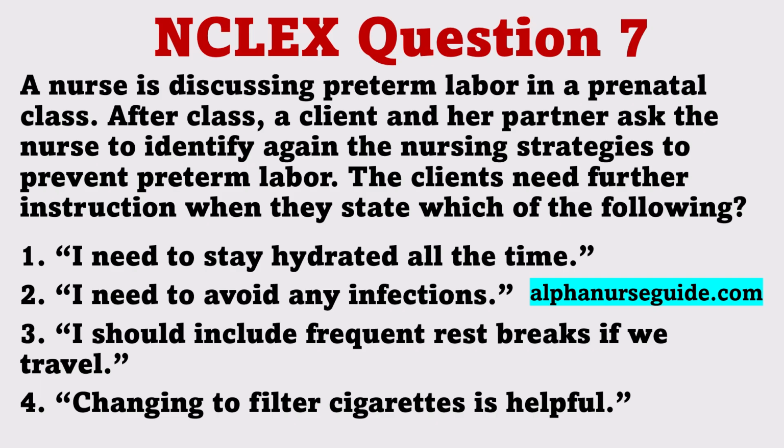Dehydration is a risk factor for preterm labor, as is prolonged standing and remaining in one position. Infection is thought to be a primary cause of preterm labor, and the client would need to avoid contracting any type of infection. While taking trips, frequent emptying of the bladder prevents infection and ambulates the woman.